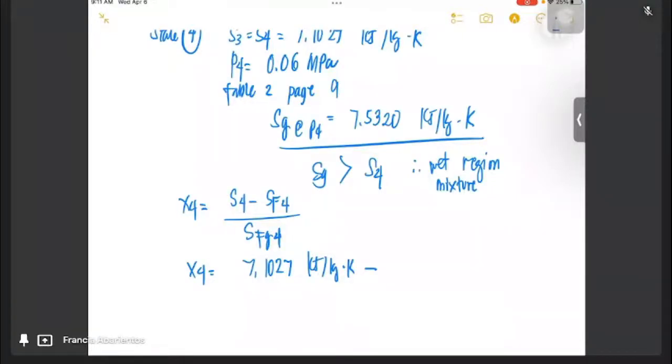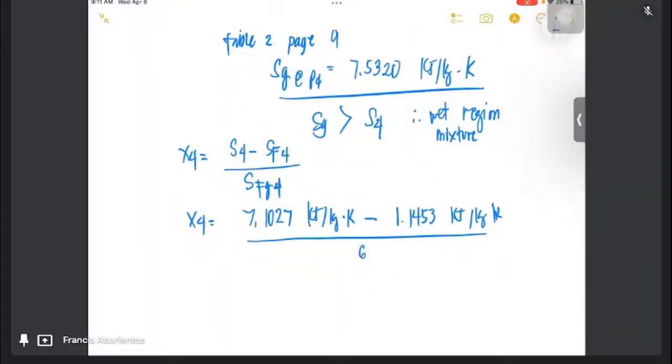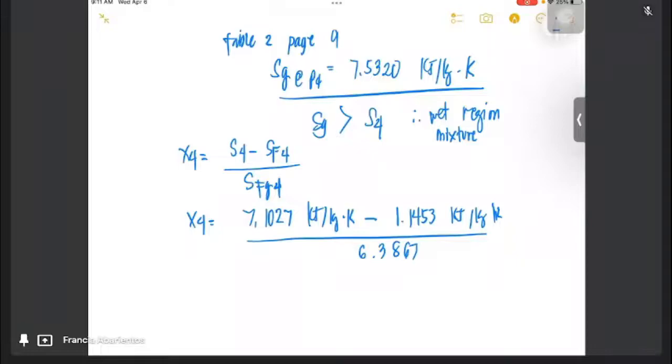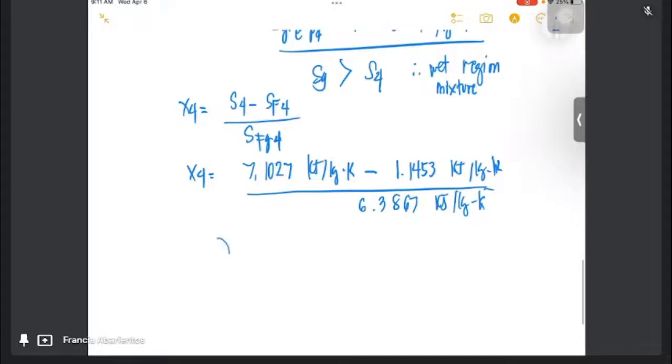1.6. We have now, ilan, class? 1.1453. So, yung ano dyan, class, may calculator kayo, solve yun na, input yun na. Over the SF4, SFG, 6.38, 37, 67. Okay, what is now your quality at 0.4?